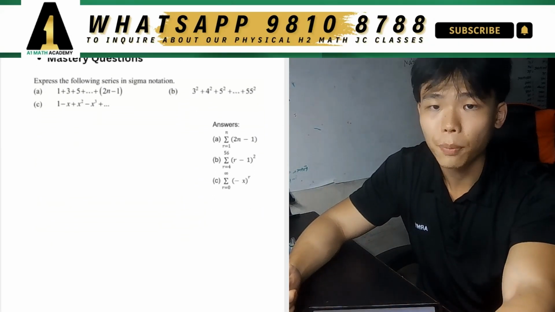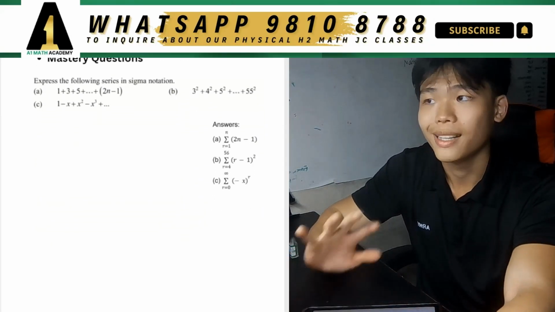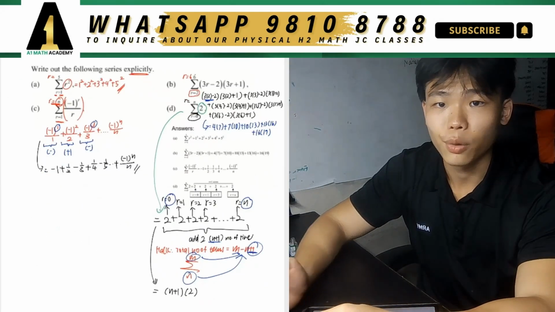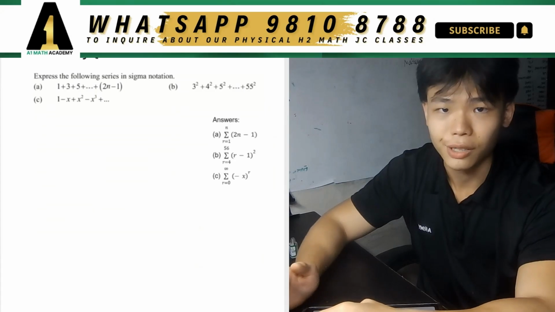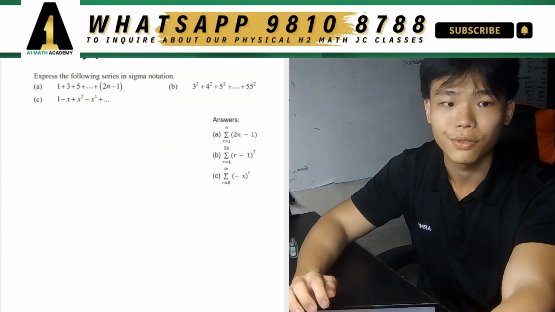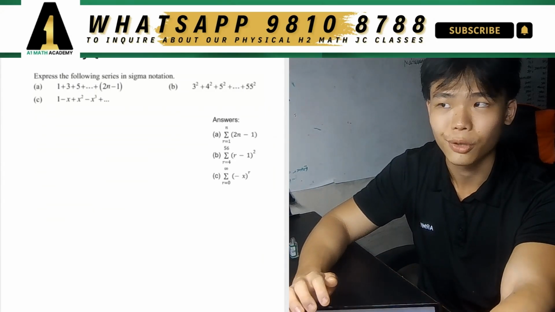So once again, please pause this video to try this question out. This is the reverse of before. Before, we got the sigma notation, then we wrote out the terms. Now we got the terms, then we write the sigma notation. Okay, but it's actually very simple. So I'll pause this video to try it out, and I'll go through the questions right now.